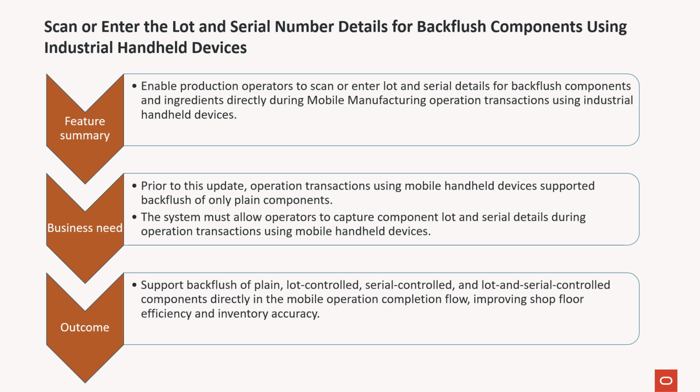With this enhancement, operators can now scan or enter lot and serial details for Backflush components and ingredients directly during mobile manufacturing operation completion transactions using industrial handheld devices. This enhancement supports plain, lot-controlled, serial-controlled, and lot and serial-controlled components, helping manufacturers improve shop floor efficiency, streamline operation reporting, and ensure accurate inventory tracking.